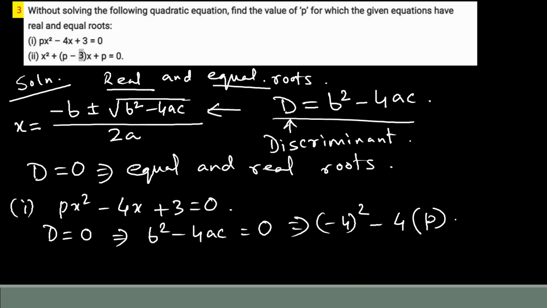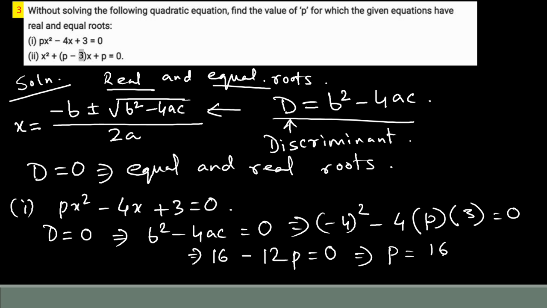So this is minus 4 square minus 4 into a. What is the value of a? It is p. What is the value of c? It is 3. Equals 0. That means 16 minus 12p equals 0, which gives us p equals 16 by 12, which is 4 by 3. So this is the answer to question 1. For what value of p you get equal roots: when you set D equal to 0, you get p equals 4 by 3.